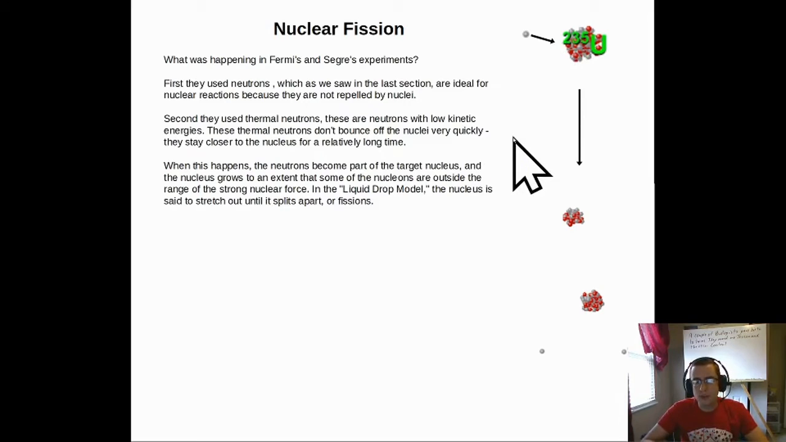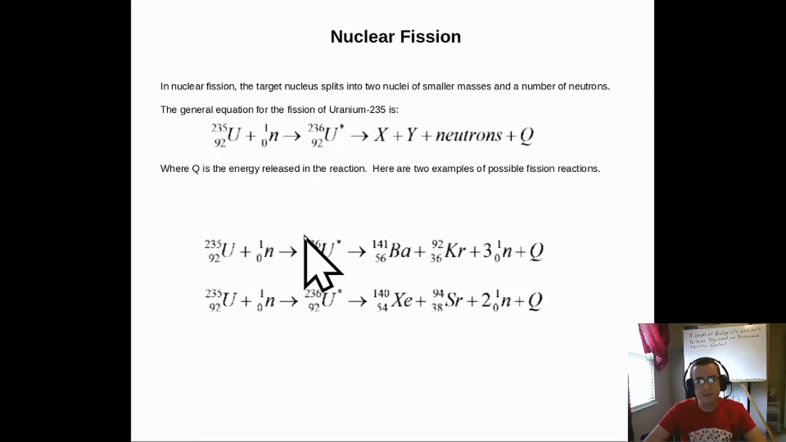Basically, they move really, really slowly so that when they get by the nucleus, there's a greater chance of it getting sucked in because it's around there for a longer period of time. But what happened was that created an unstable form of uranium and caused it to split into two atoms, which would then go on to beta decay.